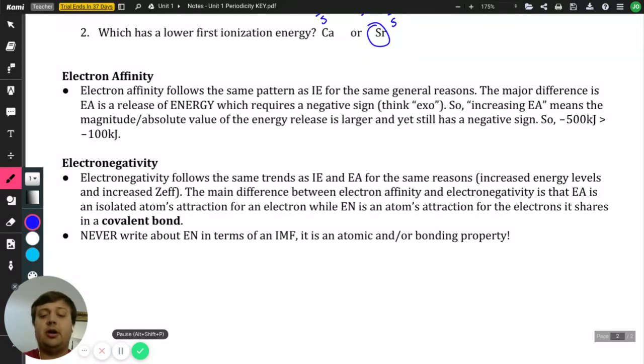Now, here's something to note with electronegativity: you never write about electronegativity in terms of IMFs, okay? We'll talk about IMFs later on, but when we get to it, make sure you never write about electronegativity with that. It is an atomic bonding property. It's the bonding property in that atom, not between different molecules.